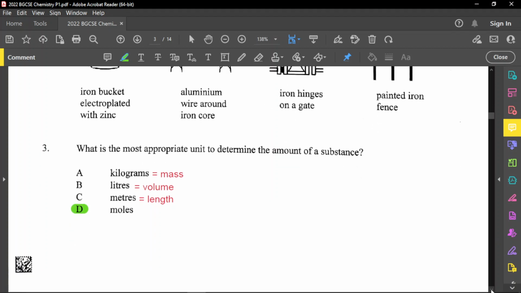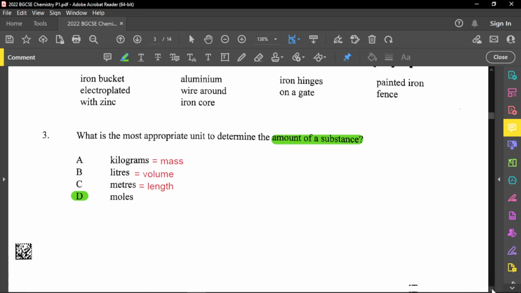All right. Question number 3. This question reads, what is the most appropriate unit to determine the amount of a substance? Notice this said amount of a substance, right? And amount of a substance is really measured in moles. So moles is the straightforward answer. The information here: kilograms is used to measure mass, liters is used to measure volume, and meters measure length. So moles really is the amount of substance.